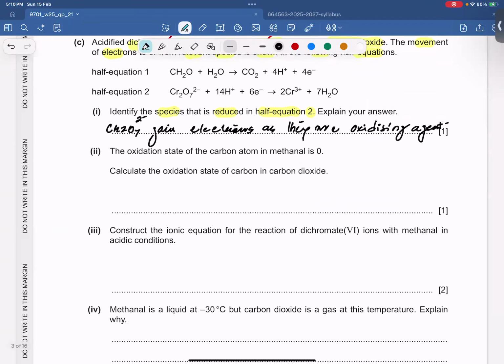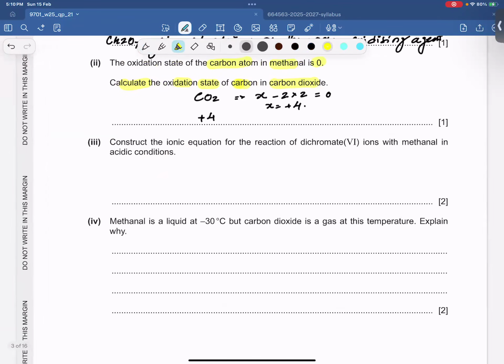The oxidation state of carbon atom in methanol is 0. Calculate the oxidation state of carbon in carbon dioxide. So the oxidation state of carbon is going to be X because we need to find the value of carbon. Oxygen has a charge of -2 because it belongs to group 16 of the periodic table. We have 2 oxygen, so it should be times 2. Since the molecule is neutral and has no overall charge, which is y equals 0, then X equals +4, which means the oxidation state of carbon in carbon dioxide is going to be +4.